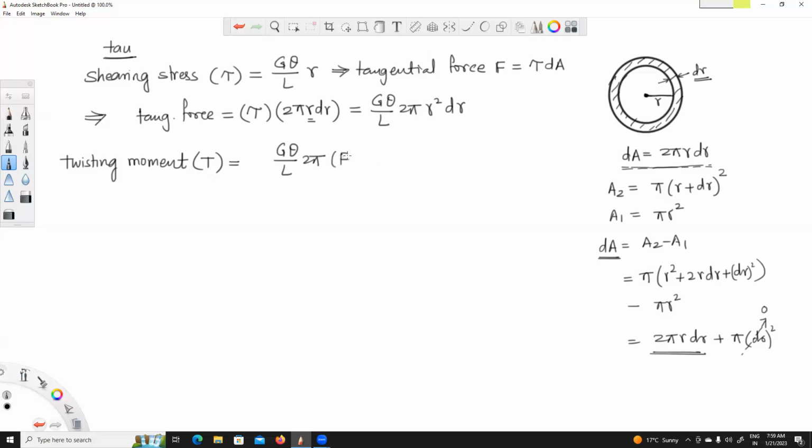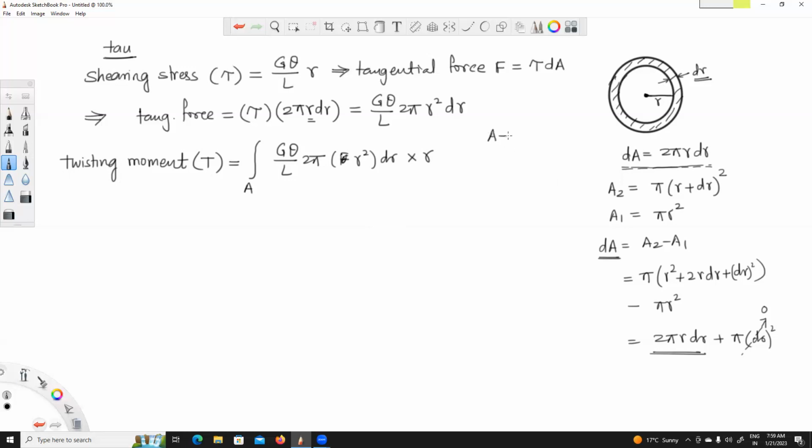Sorry, I have already written this down. So let us write down r square dr multiplied by r. And now this is due to a small differential area, and we have to find the entire twisting moment. Then we have to integrate this over the area of cross section.